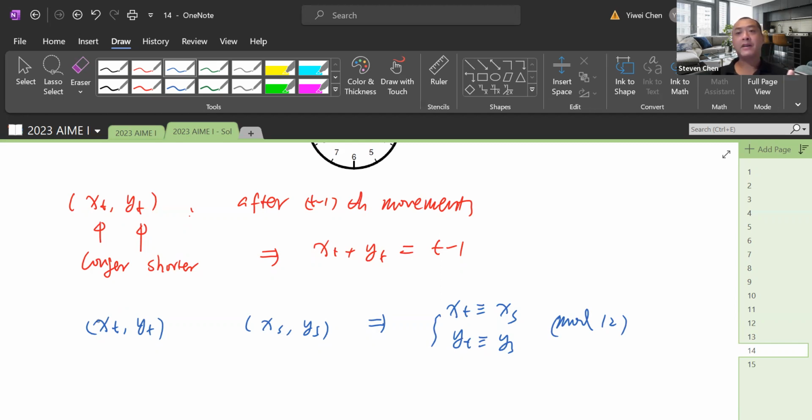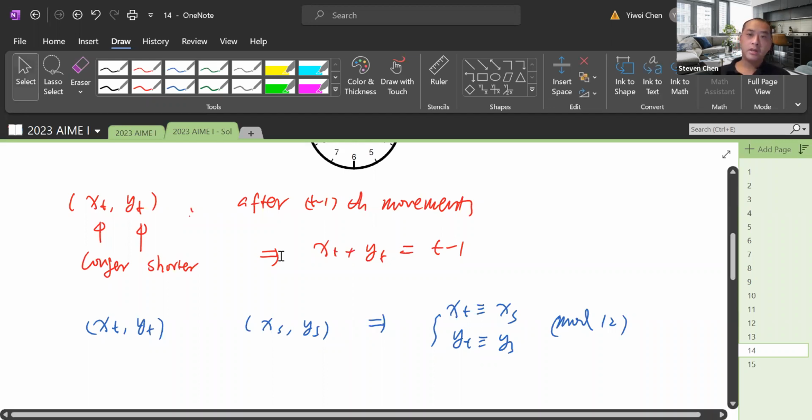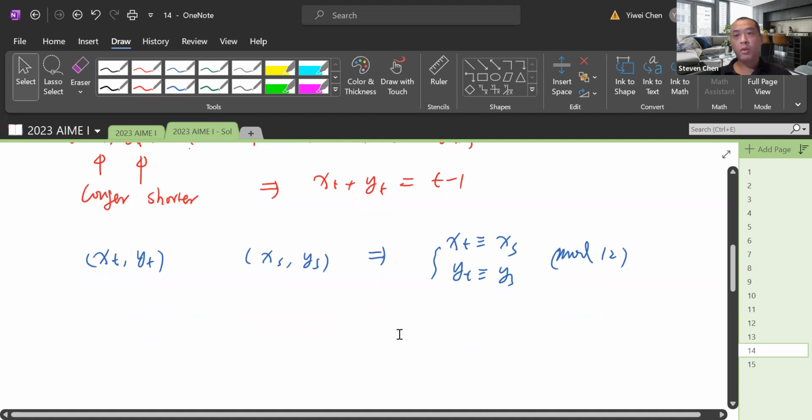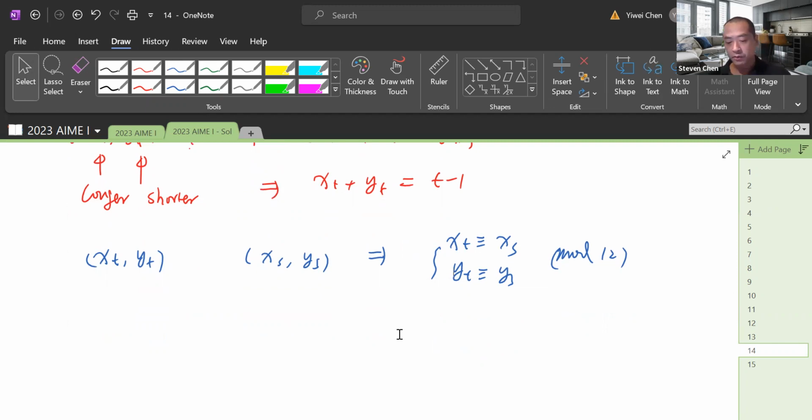So basically, this should never happen, right? Which means that when we find a feasible sequence, we cannot have two times t and s such that x and y are both congruent to each other at these two different points of time, both modulo 12. Let's further see under what condition such a relationship would hold. Don't forget the condition here: the sum of x and y is always equal to t minus 1.